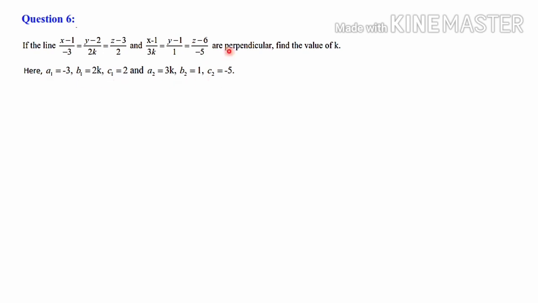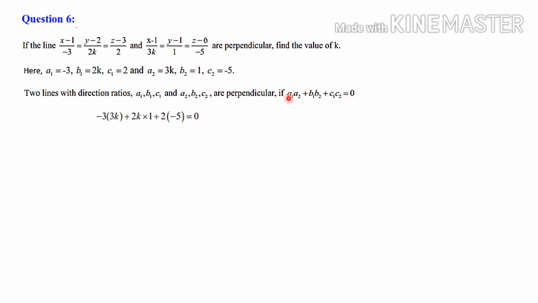It is given to us that these two lines are perpendicular, which means the lines with direction ratios a1, b1, c1 and a2, b2, c2 are perpendicular if a1a2 plus b1b2 plus c1c2 is equal to 0. This condition we have learned already. So let's substitute: minus 3 into 3k plus 2k into 1 plus 2 into minus 5 is equal to 0. Then minus 3 into 3 is minus 9k, 2k into 1 is 2k, and 2 into 5 is 10, with a minus sign, so minus 10 is equal to 0.